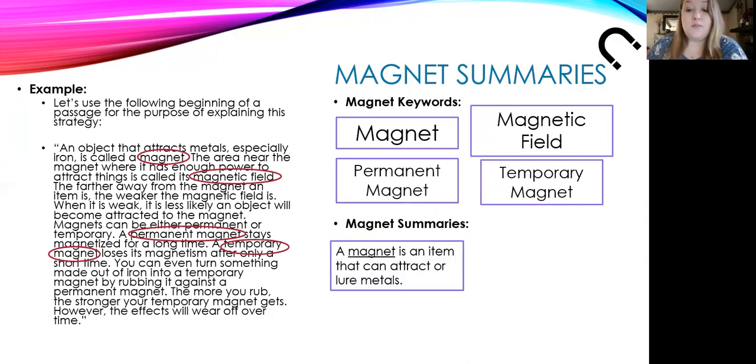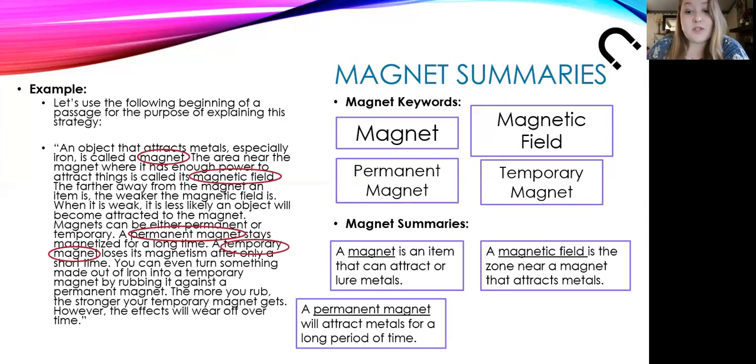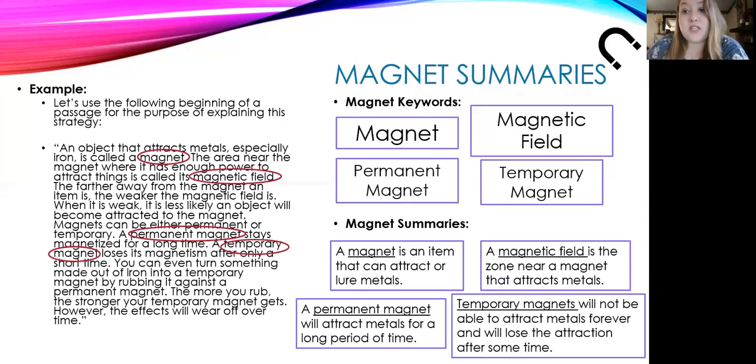So an example of a magnet summary that would work is: a magnet is an item that can attract or lure metals. For magnetic field: magnetic field is the zone near a magnet that attracts metals. Permanent magnet: a permanent magnet will attract metals for a long period of time. For temporary magnet: temporary magnets will not be able to attract metals forever and will lose the attraction after some time.